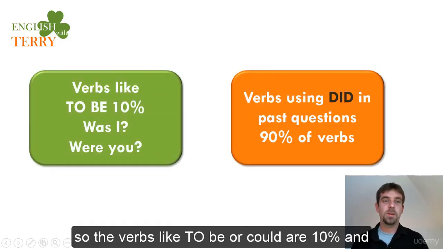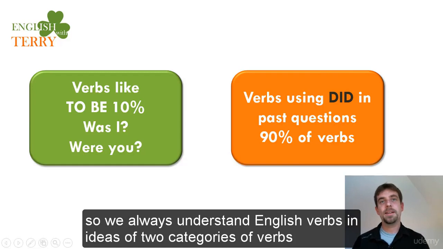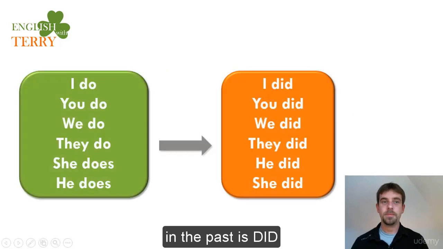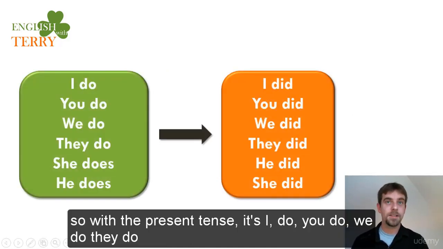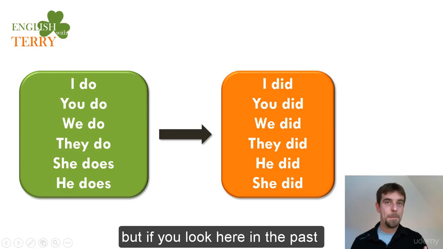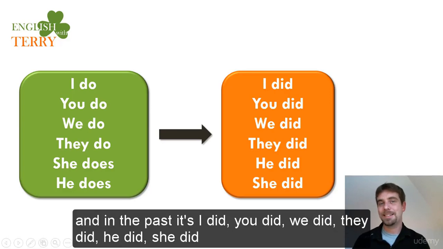So the verbs like to be or could are 10%, and the verbs using did in past questions are 90% of verbs. So we always understand English verbs in ideas of two categories of verbs: verbs like to be and the verbs using do, does, and did. In the past is did. So with the present tense is I do, you do, we do, they do, she does, and he does. And the past is I did, you did, we did, they did, he did, she did.